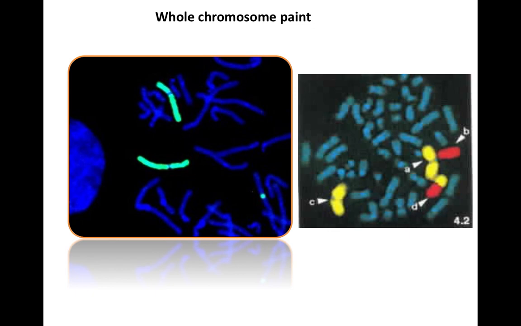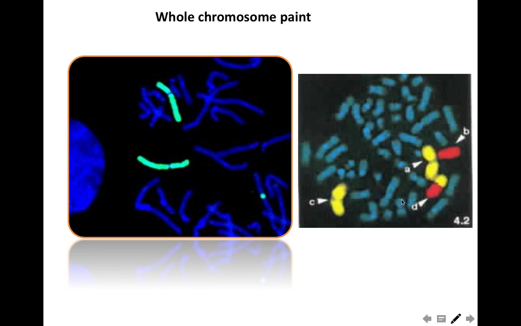Right? Now chromosome painting is very useful to detect translocations. Look here, and also it can show you if it's a balanced or an unbalanced translocation.